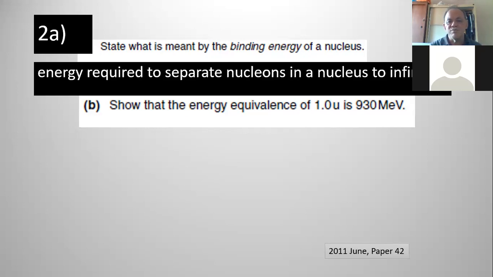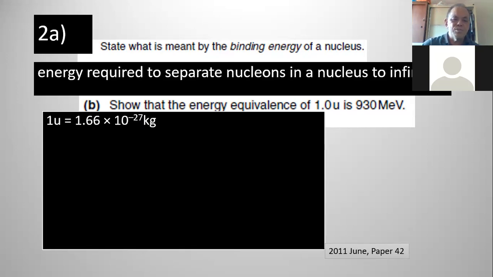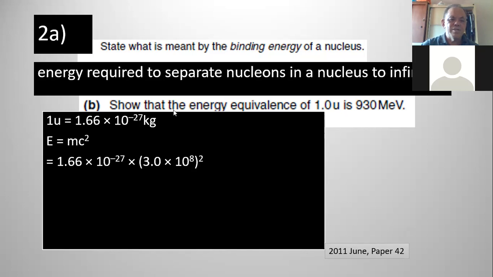Show that the energy equivalent of one atomic mass unit is 930 mega electron volt. This one you have no choice. You have to use your data sheet. One atomic mass unit is 1.66 times 10 to the power minus 27 kilogram. You can get this value from the data sheet. And then use Einstein relation, E equals mc squared. m is the change in mass. c is the speed of light. One atomic mass unit, change it to kilogram. That's the speed of light. Square that. Use your calculator.